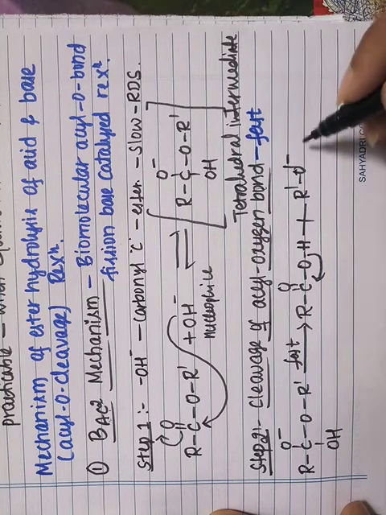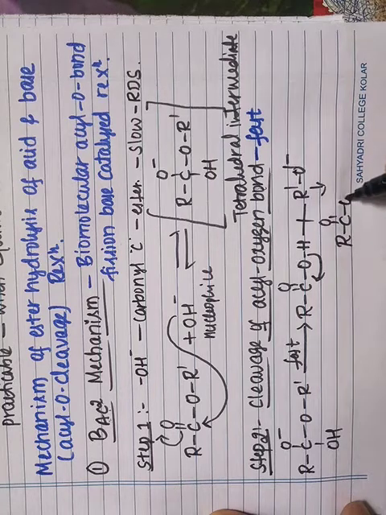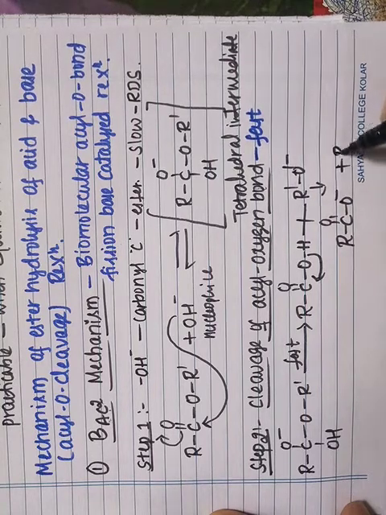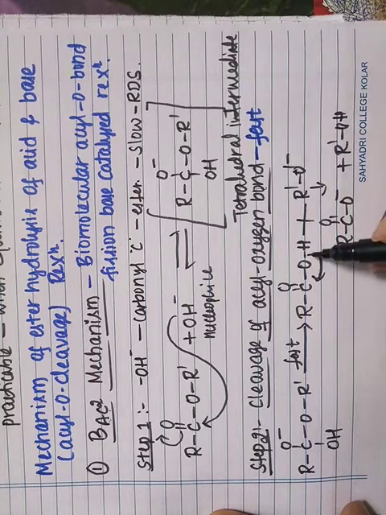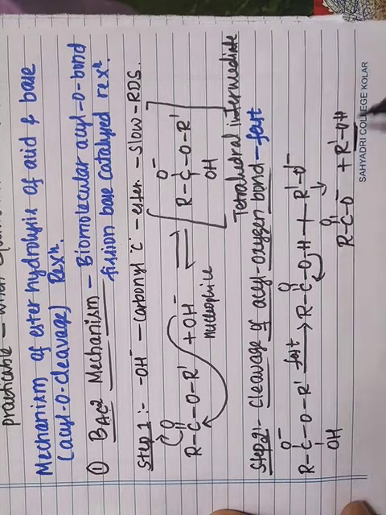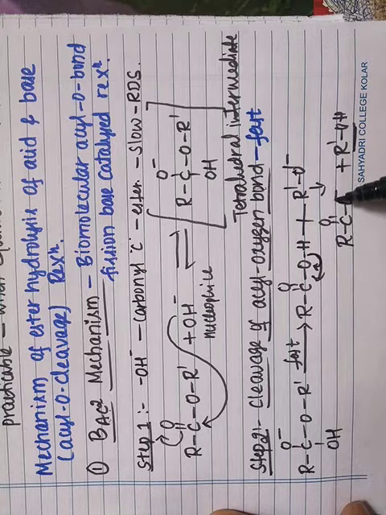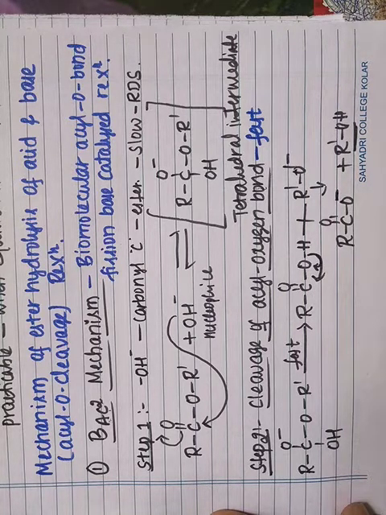R–O minus, S R–OH. When this bond breaks, the H plus ions which are produced will attach to this O minus and form an alcohol, and this oxygen, when this bond breaks, will get the electron and become O minus. So let us discuss the kinetics of this reaction.